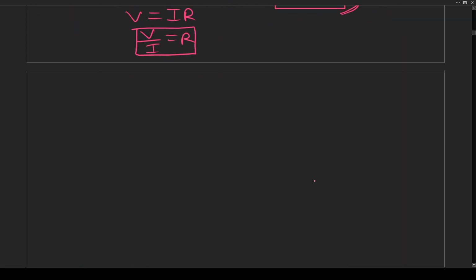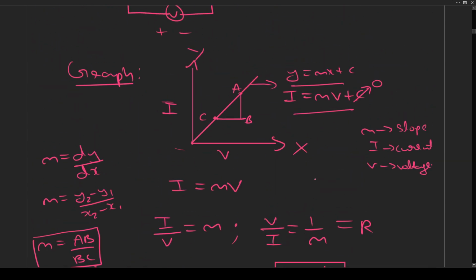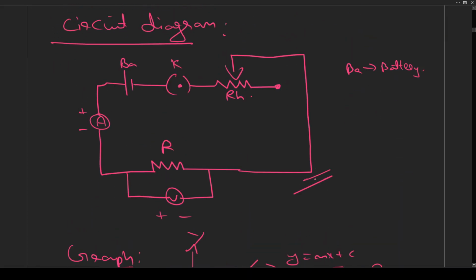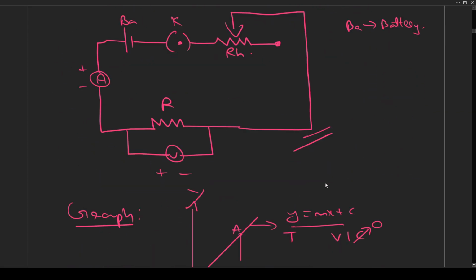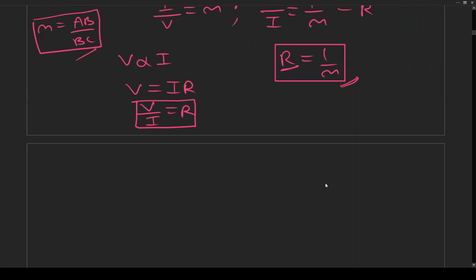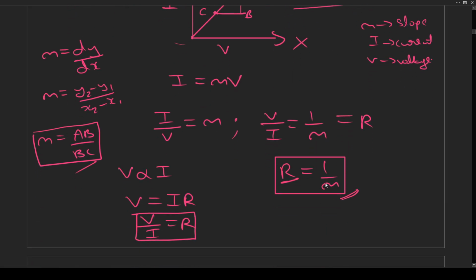Now coming to the given values, actually there is nothing given here. They asked us to find resistance per unit length, which is nothing but we find resistance, then we find length, and we divide resistance by length. This is what we need to find. So resistance, how we need to find, I explained here.